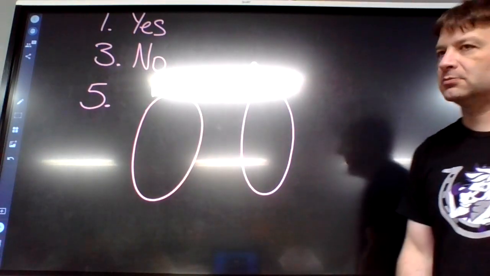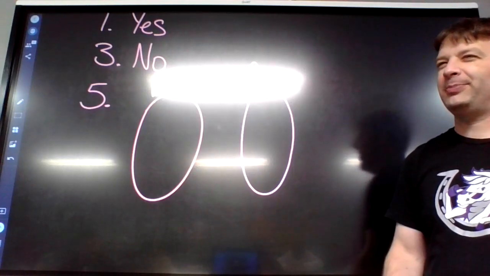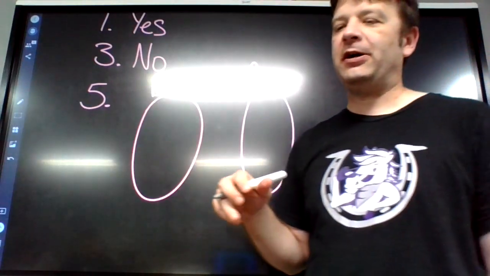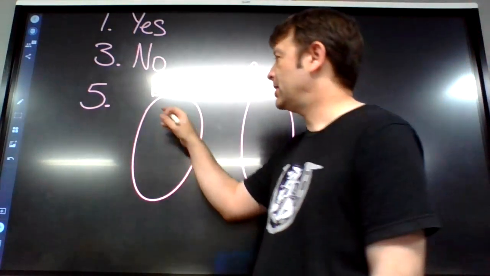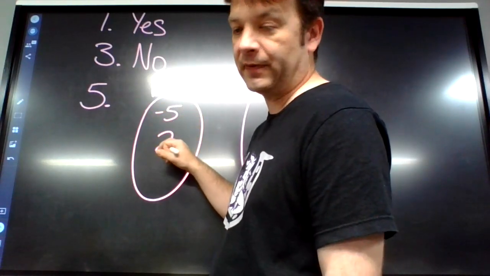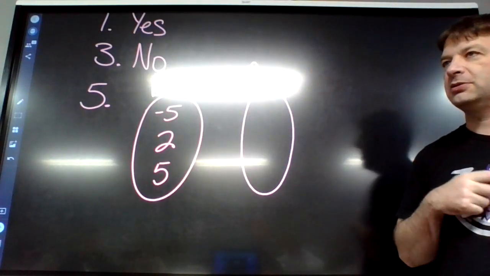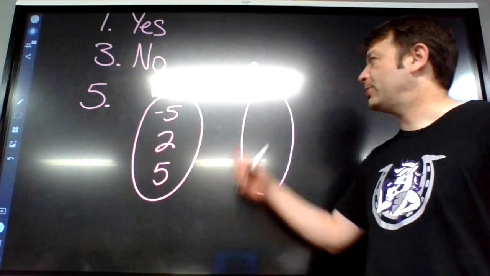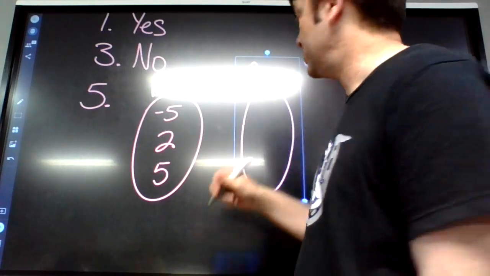Okay, what did I say the domain meant? X values. So on number 5, what are the x values? -5, 5, 2, and 5. Okay, now notice I did not write -5 twice. If it's a member of the domain, it only counts once. Okay, what does range represent? Y values. What are the y values? 1, 2, 8, and 6.